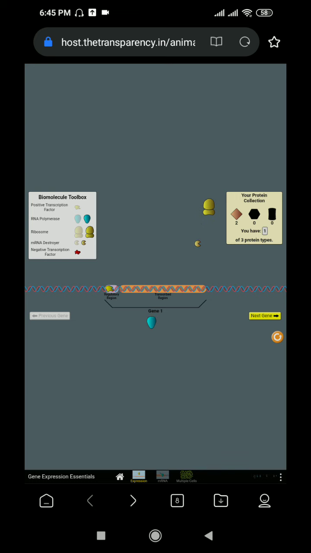In order to stop this process, the regulatory site needs to detach the positive transcription factor so that the place is available for the negative transcription factor to attach and stop the further transcription process.